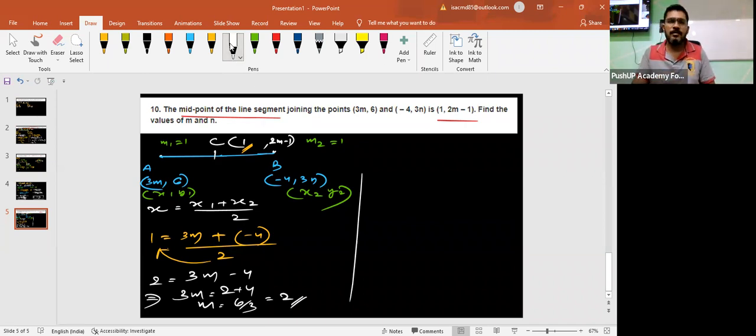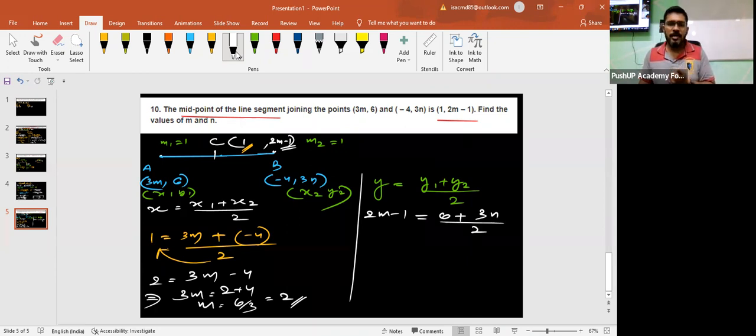Albina, what is the value of n? 1 by 3. Okay, let's check. We know y is equal to (y1 + y2) divided by 2. What is the y coordinate? It's 2m minus 1, right, which is equal to (y1 + y2) by 2, where y1 is 6 plus y2 is 3n, divided by 2. But you have already found the value of m. How much is it? It is 2. So why can't we substitute the value of m over here? I hope you all got it.